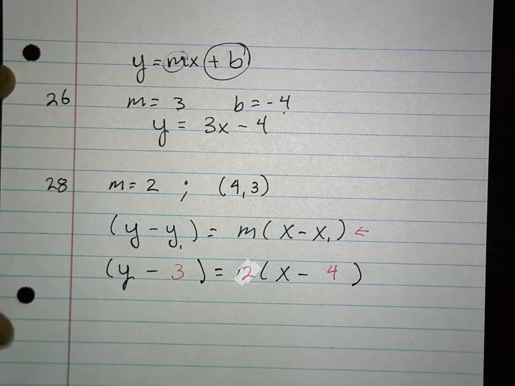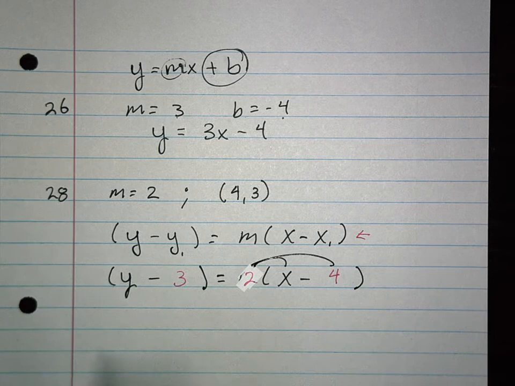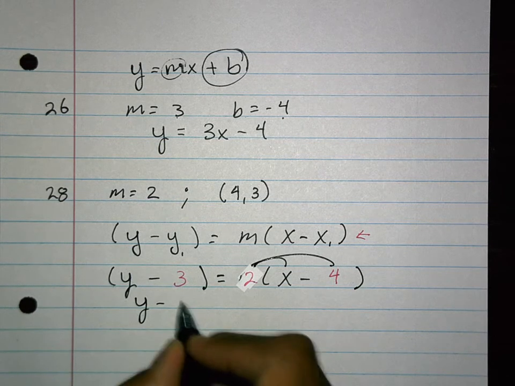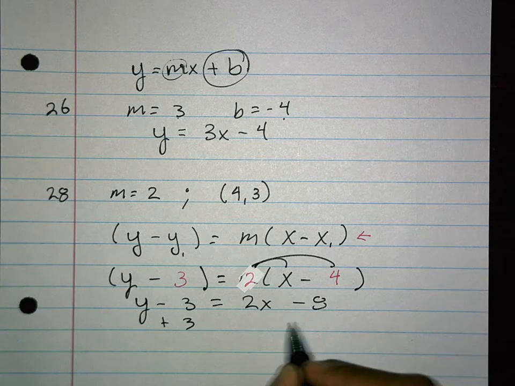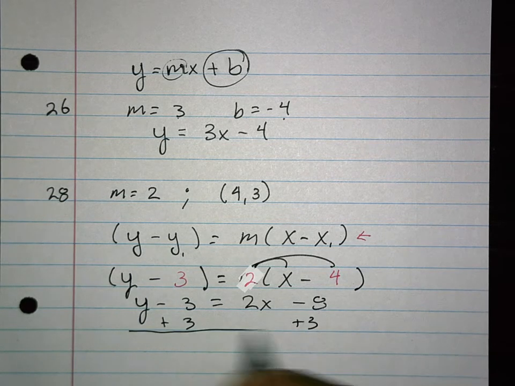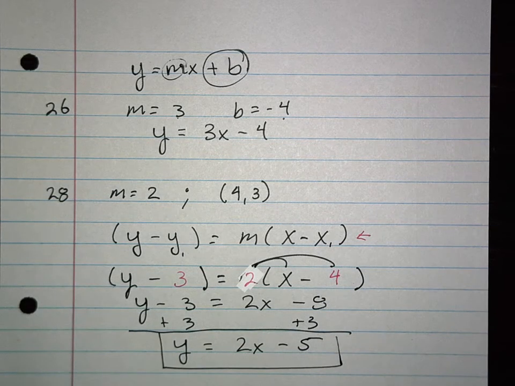They don't want it in point slope form, they want it in y equals mx plus b. So we have to do a little simplifying, not too bad though. Y minus 3 equals 2x minus 8. I'll add 3 to both sides, and y equals 2x minus 5. And there you go, that is my actual answer right there.